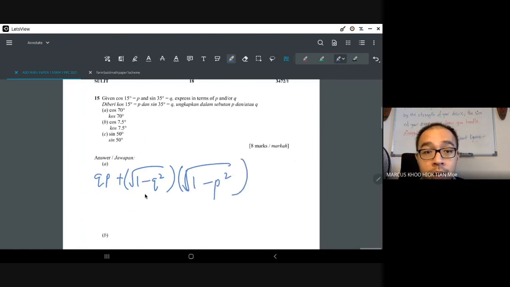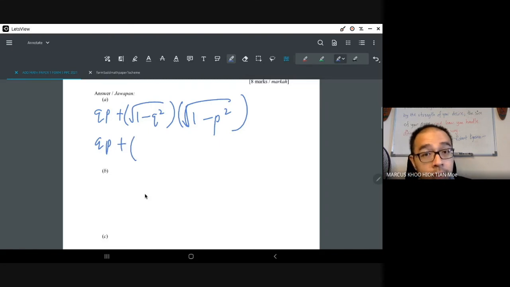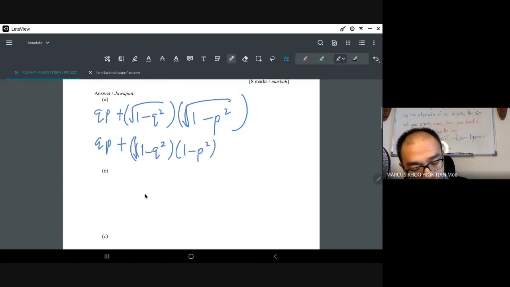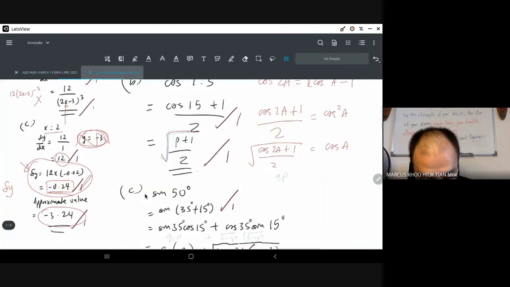And then all we do after that is kita kasih permudahkan lah. Okay, we simplify this. So QP plus, since everything is square rooted, we can bring it all in lah. This will be 1 minus Q squared times 1 minus P squared, the whole thing under one square root. Okay, kita kasih darab semua. And so we will get QP plus the square root of 1 minus P squared minus Q squared plus P squared Q squared lah. Okay, something like this. And you can actually leave the answer as this, I think.